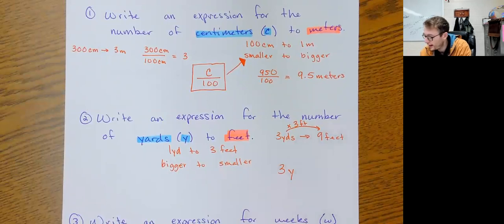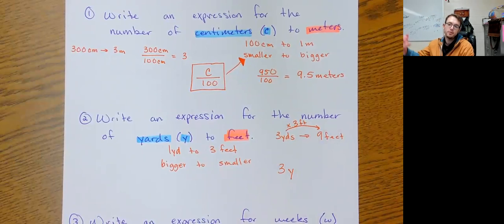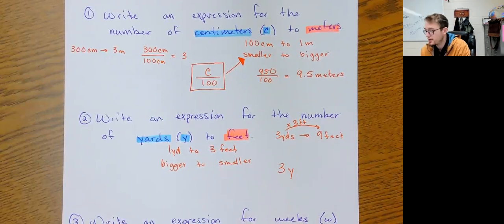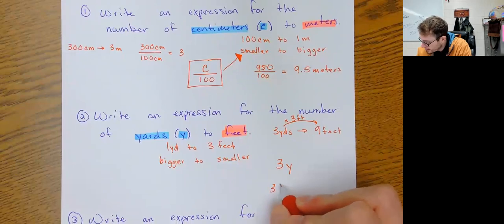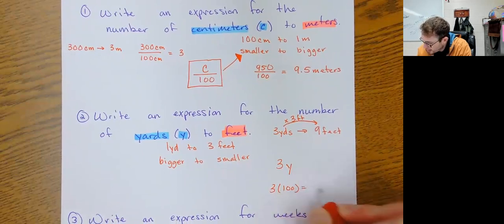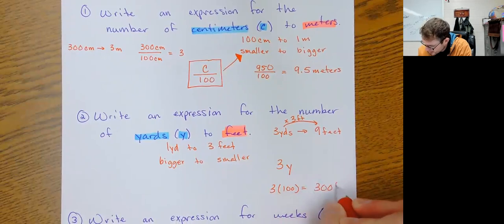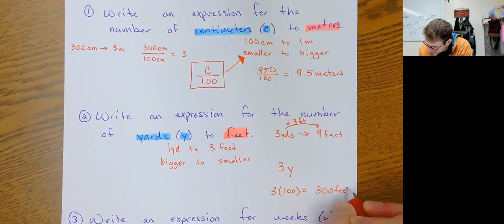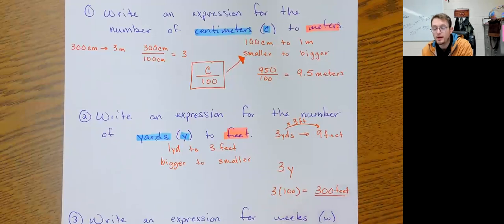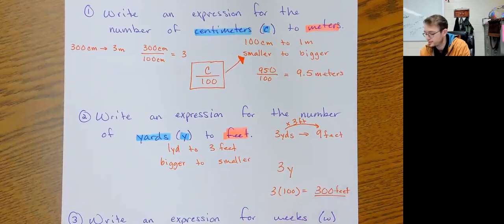So what if I have a football field? How many yards is a football field? Football field's 100 yards. So if I were to plug in 3 times 100 yards, oh, well, that's 300 feet. Just in case you ever wanted to know how many feet a football field was, or at least from end zone to end zone, 300 feet, 100 yards. So 100 yards is 300 feet.